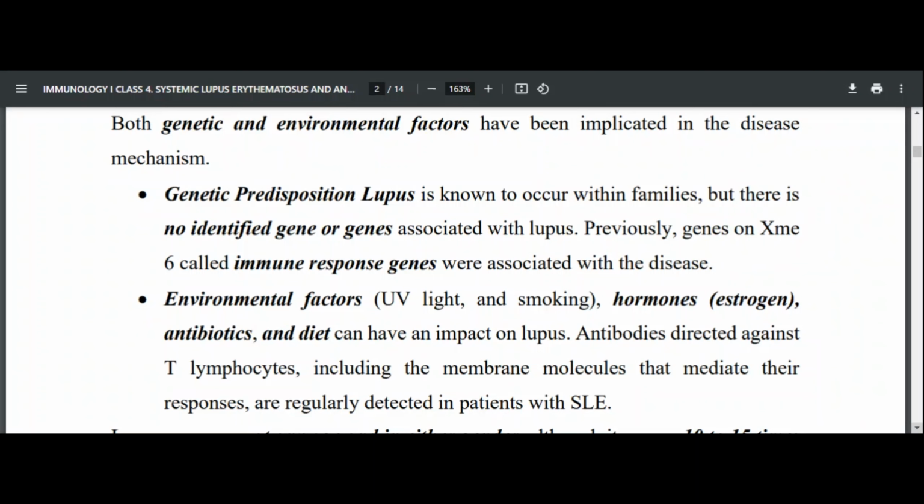But antibodies against the T lymphocyte, including the membrane molecules that mediate their response, are also detected in these patients. So it is like a combination of disturbance in the immune system that can lead to autoimmune disorder. Some immune disorders are associated with a single cause, but most immune disorders are associated with just a combination of disturbance of the immune tolerance. Any defect in immune tolerance can lead to autoimmune disorder.